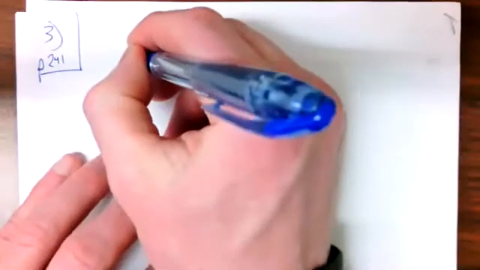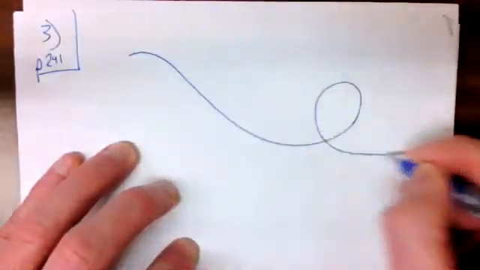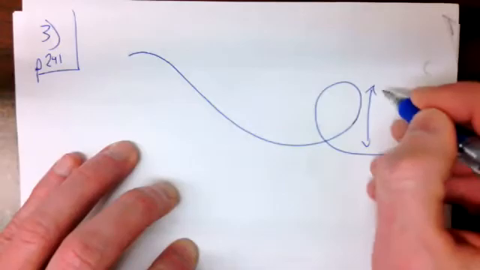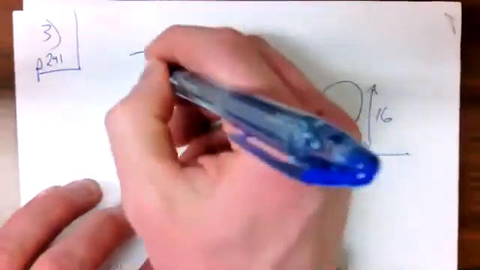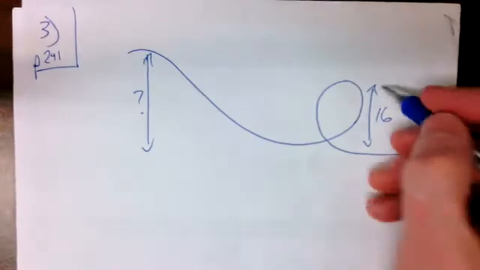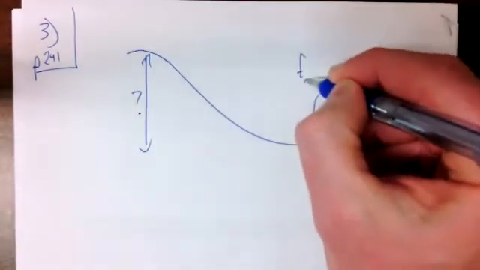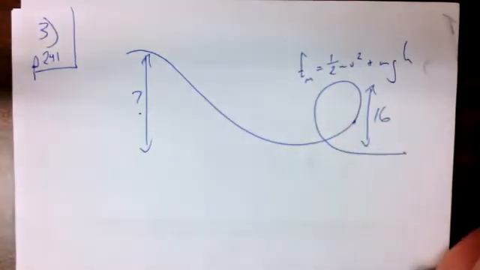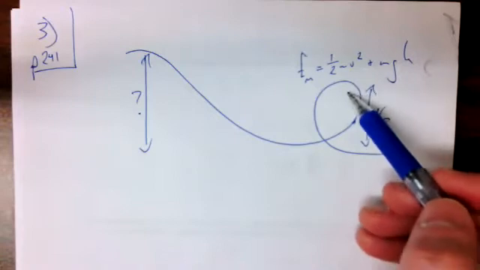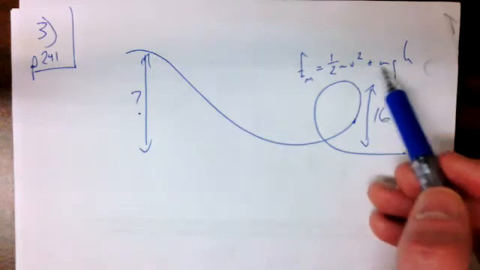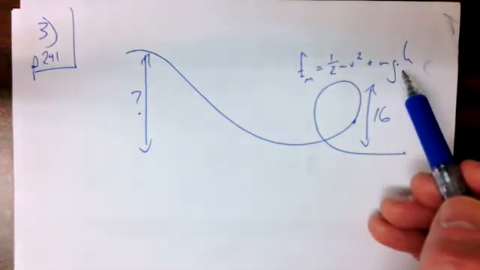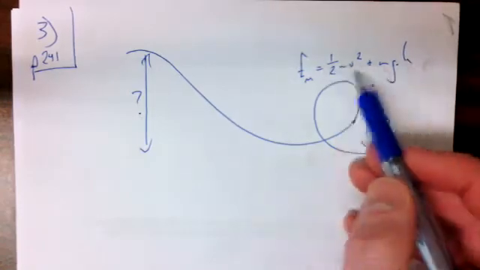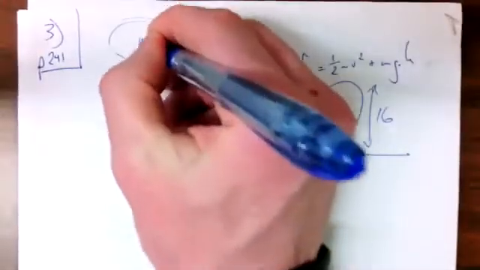So I'm just going to draw it. It goes like this. This here is 16. This one, we don't know. So this here is total mechanical energy, 1/2 mv squared plus mgh. We have the speed because we're told that it's 10, and we have the height because we're told that it's 16. So we add those together, and that's going to be the total up here, purely mgh.